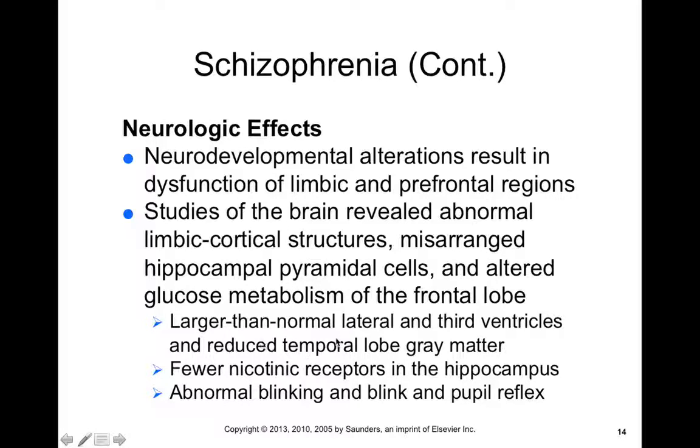So we also see larger than normal lateral and third ventricles because of a loss of gray matter. The ventricles enlarge to fill up that missing brain space. We also find fewer nicotinic receptors in the hippocampus, which could also explain why some people with schizophrenia like to ingest nicotine. And we also see abnormal blinking and pupillary reflexes. This also basically suggests an underlying issue with the brain.